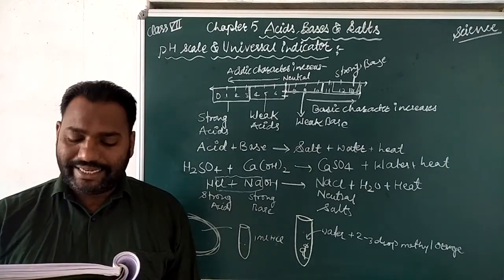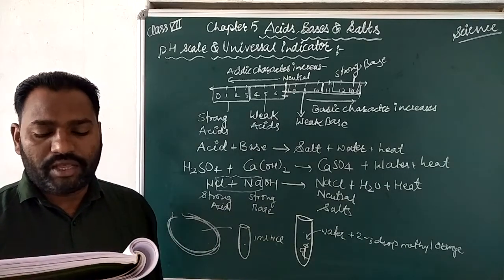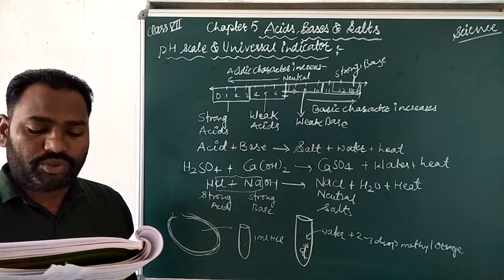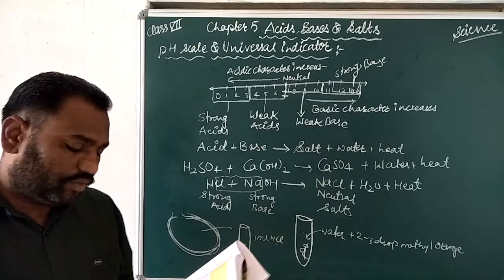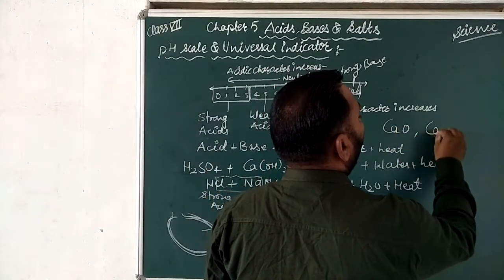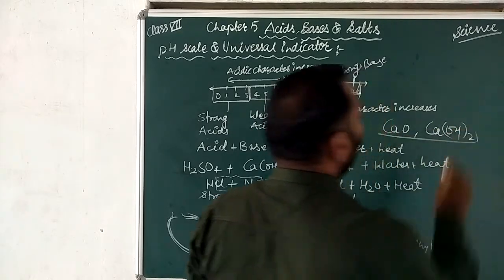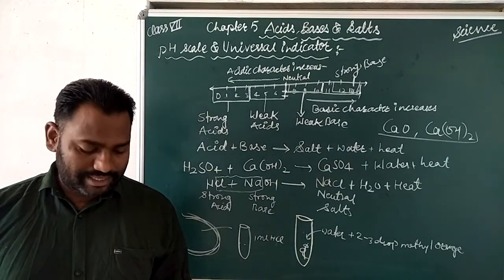So this hinders their proper growth, and crops grow best in a neutral soil. When a soil is extremely acidic, quicklime or slaked lime is added to neutralize the effect of the acidic substance present. So calcium oxide, CaO, or maybe calcium hydroxide. These two we have to add to cure the soil acidity.